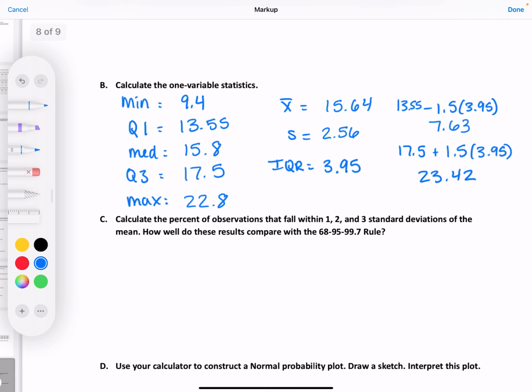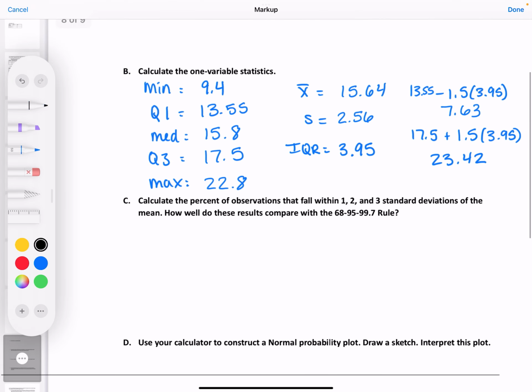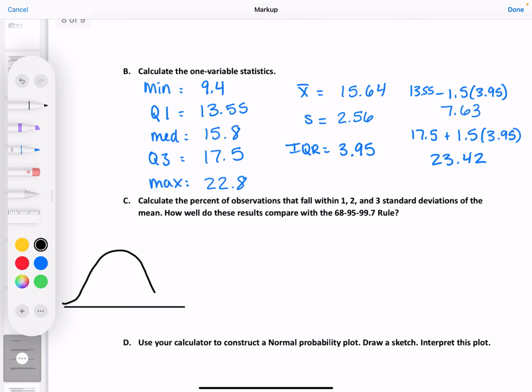All right, so the next one says to calculate the percent of observations that fall within 1, 2, and 3 standard deviations of the mean. How well do these results compare to the 68, 95, 99.7 rule? So we're going to see basically if the rule holds for this. So I would draw first a little bell curve, the normal model.